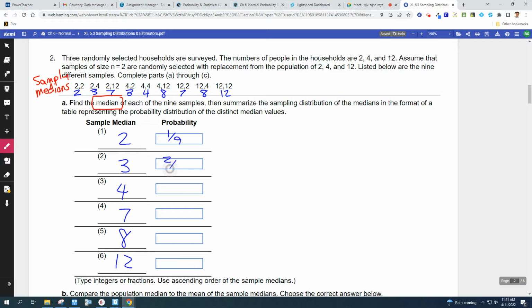And I see a couple of 3s. I only see a 1, 4. I see a couple of 7s. Oops, that's supposed to be a 9. I see a couple of 8s. And I see 1, 12. I would just double check and make sure that adds up to 9/9. 3, 4, 5, 6, 7, 8, 9. That looks good. All right, so there's my distribution of these sample medians.